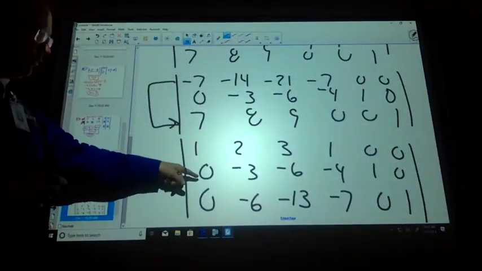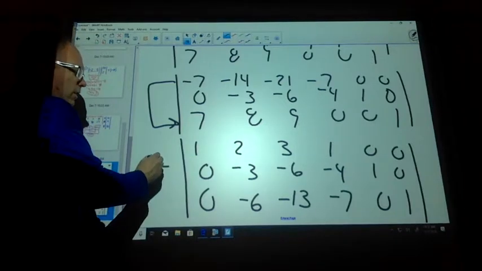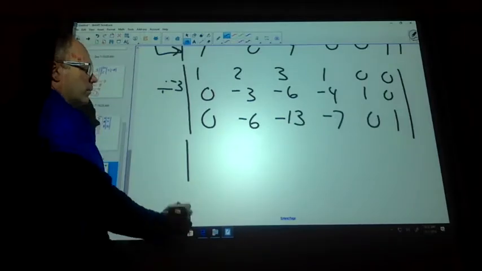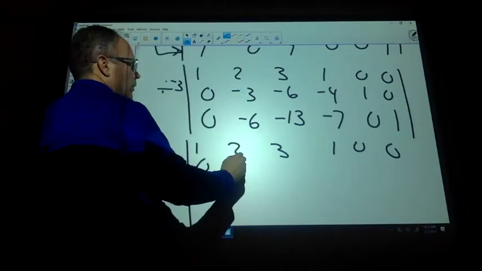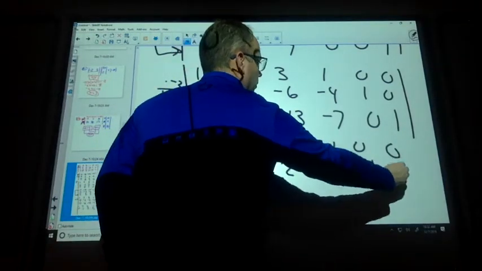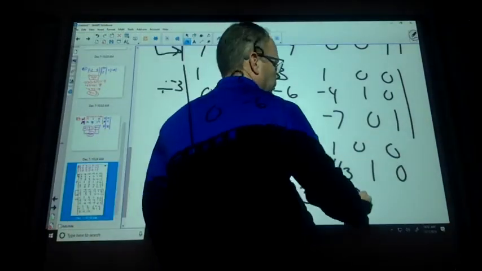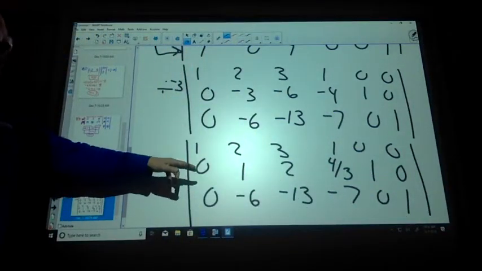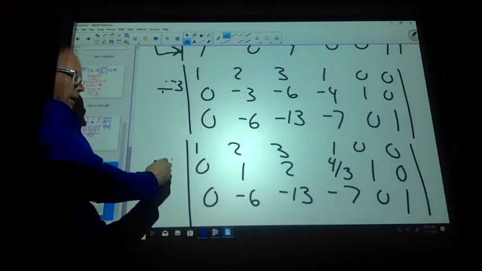So now I have that whole first column being zeros. So then I want to make this right here a 1. So that means I'm going to divide this whole row by -3. Okay? So then what I would do is say, okay, I want to make that now a 0. So I'm going to multiply this whole row here by -2.